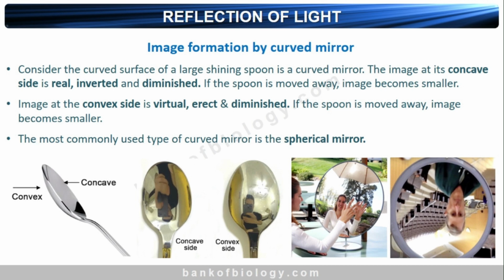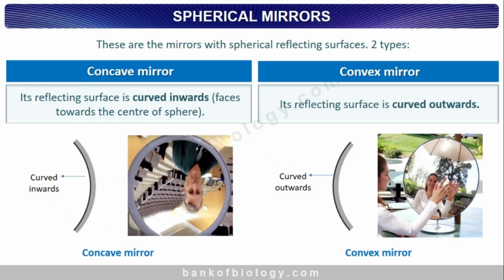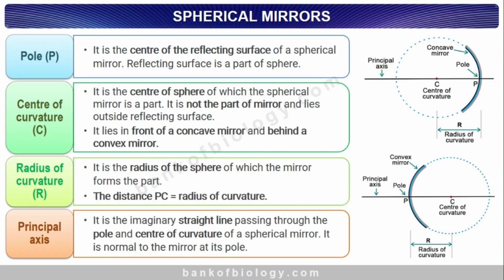The most commonly used type of curved mirror is a spherical mirror. Spherical mirrors. The reflecting surface is of two types, concave mirror and convex mirror. In a concave mirror, the reflecting surface is curved inwards, facing towards the center of the sphere. In a convex mirror, the reflecting surface is curved outwards.